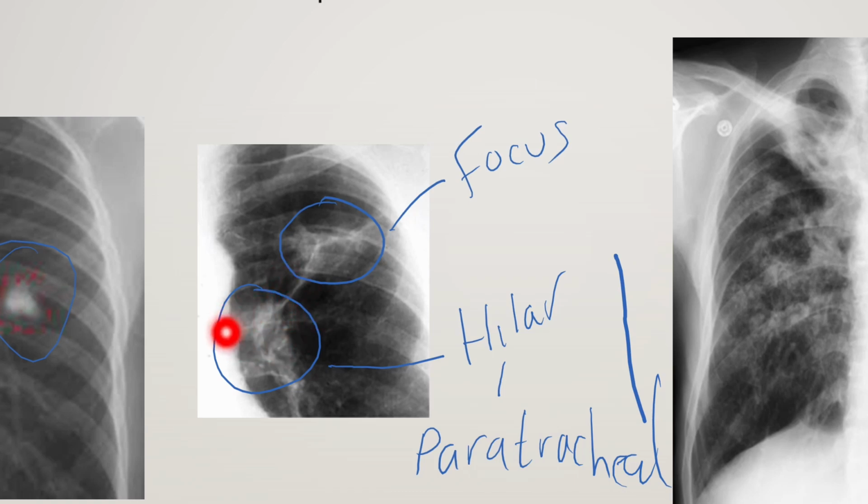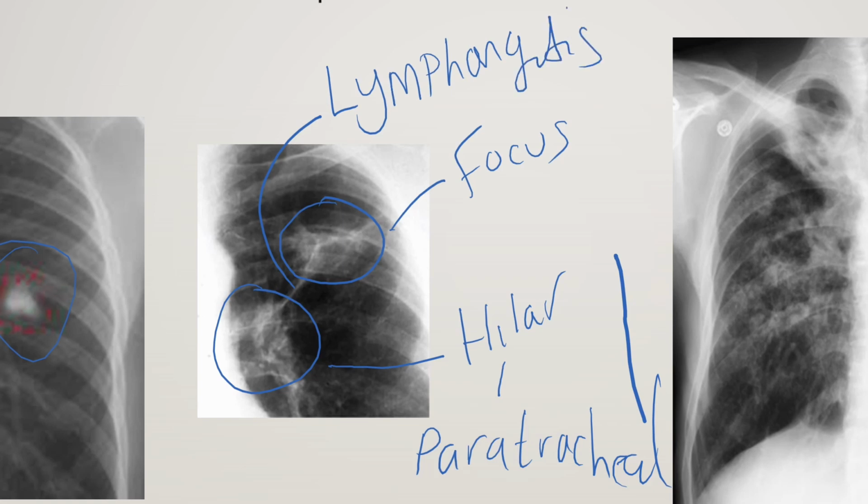Here is your Ghon focus, but what is this in between? This bridge is the pipes connecting the two, and what is that called? Lymphangitis. What is TB associated with? Lymphadenitis, lymphangitis, and also pneumonia and consolidations, but mainly those two.